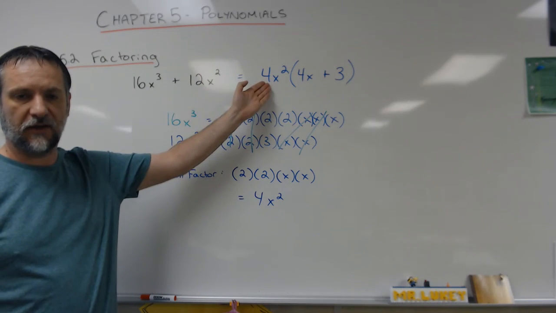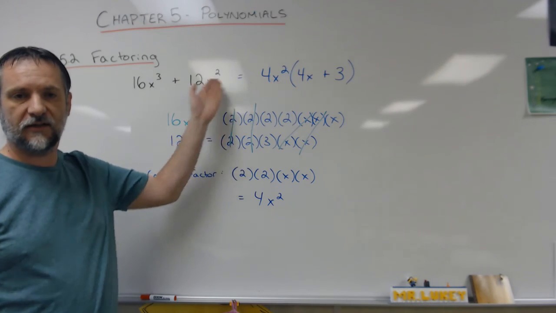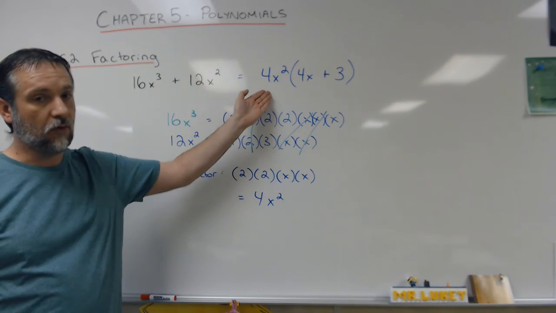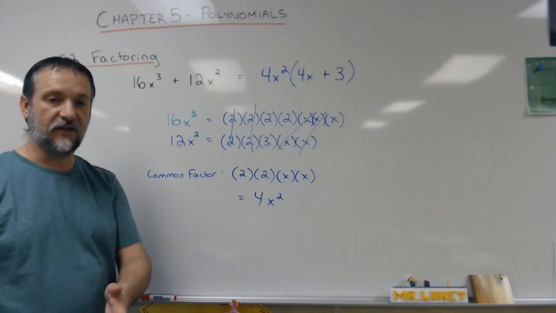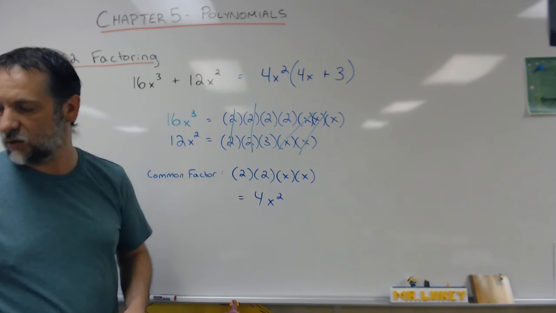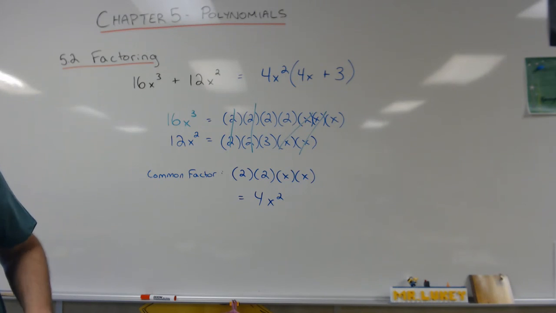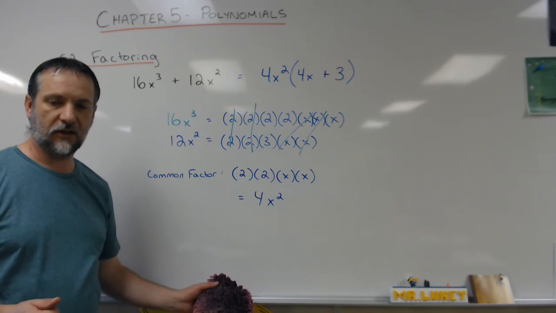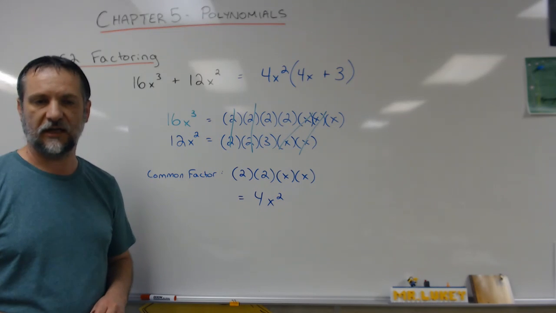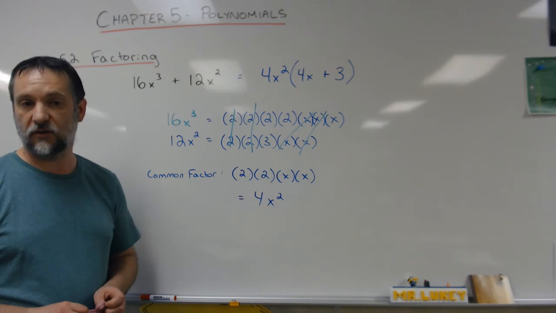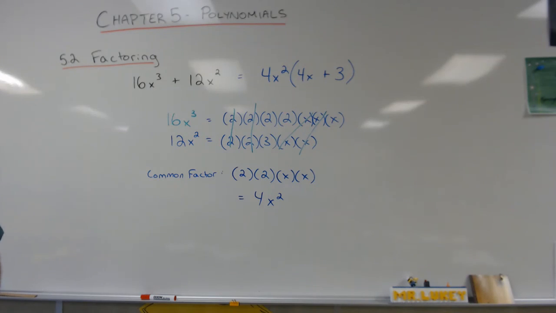If I was to remultiply this, 4x squared times 4x is 16x cubed. 4x squared times 3 is going to give me back 12x squared. These two are in fact equal. So that's a quick look at factoring. Now let's take a quick pause, and then I'm going to look at a couple quick examples of how to factor a trinomial, and we'll go through there.